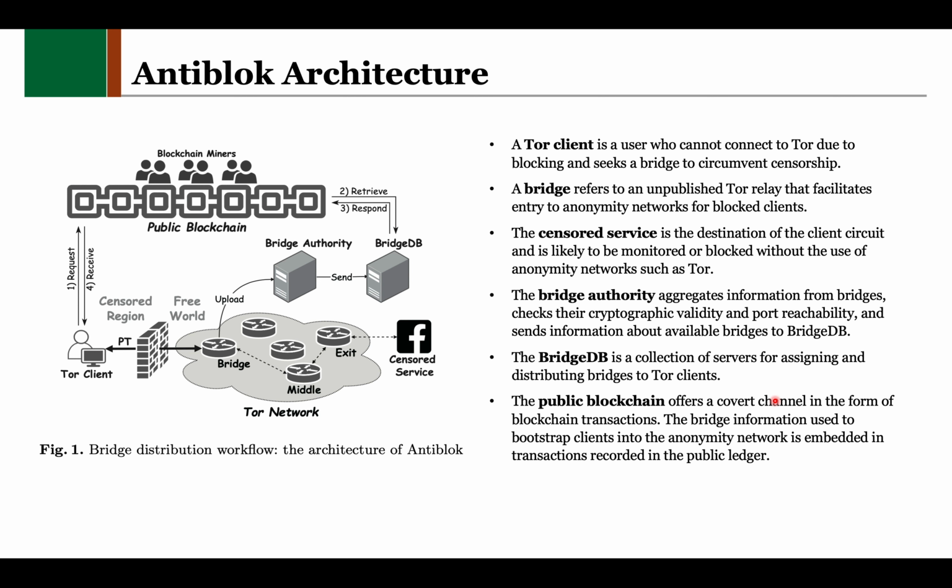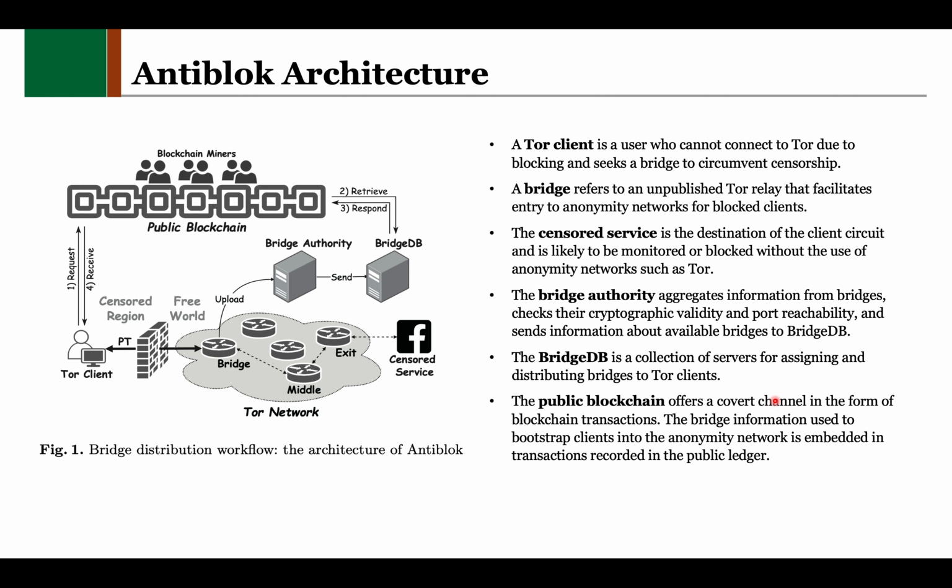In addition to the three existing transmission channels for bridges, we should provide an anonymous and hard-to-block channel to clients located in censored areas. Finally, the public blockchain offers a covert channel in the form of blockchain transactions. The bridge information used to bootstrap clients to the anonymity network is embedded in transactions that are recorded in the public ledger.